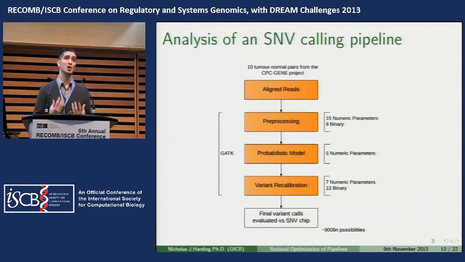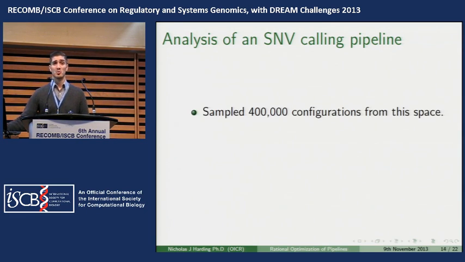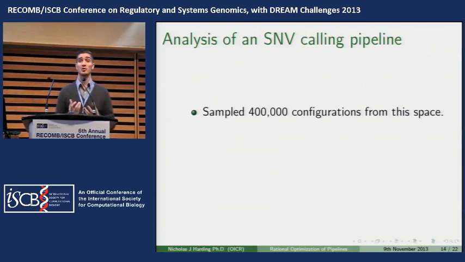Okay, so even just ternarizing these numeric parameters and these binary parameters, we have somewhere in the order of 800 billion possible pipeline configurations for this algorithm. Obviously this is impossible to evaluate exhaustively. So what we did, we sampled 400,000 configurations from this space. And I'm sure you can understand this represents a very, very significant CPU investment in this study.